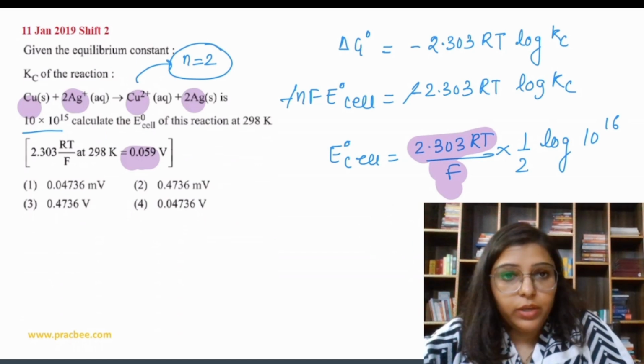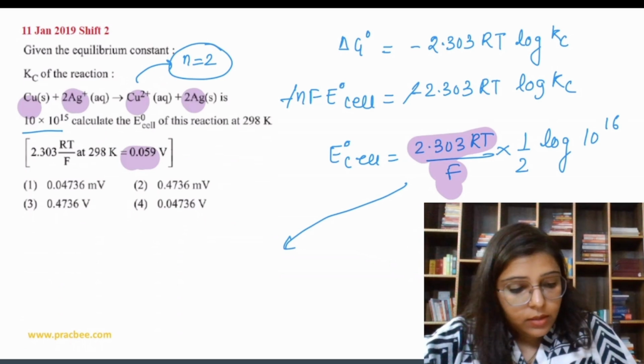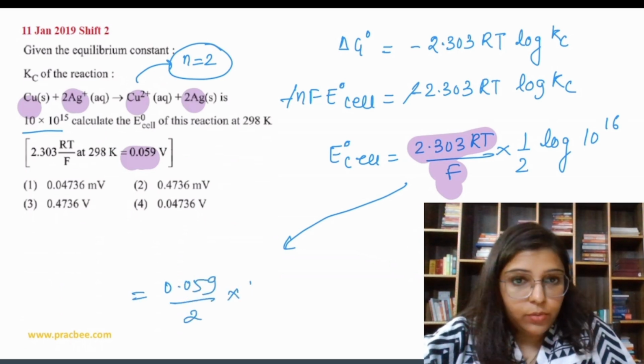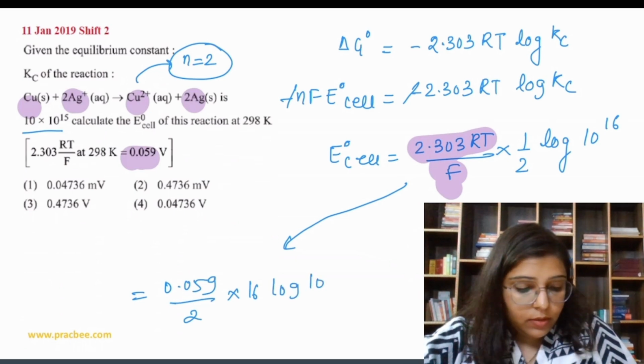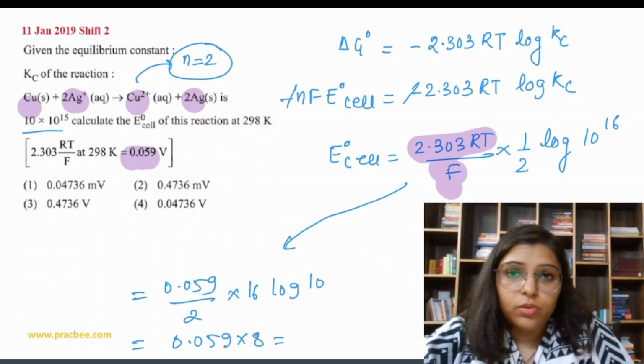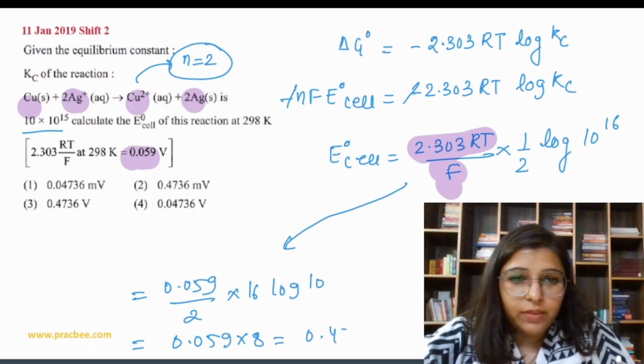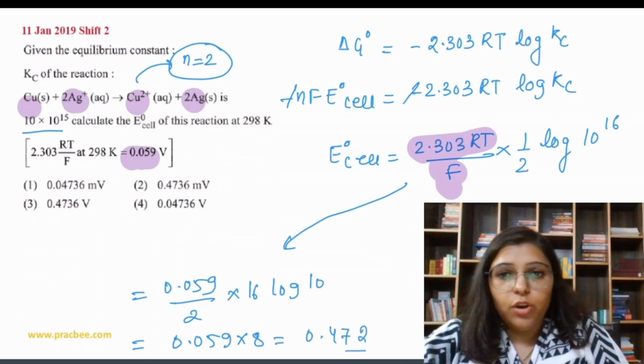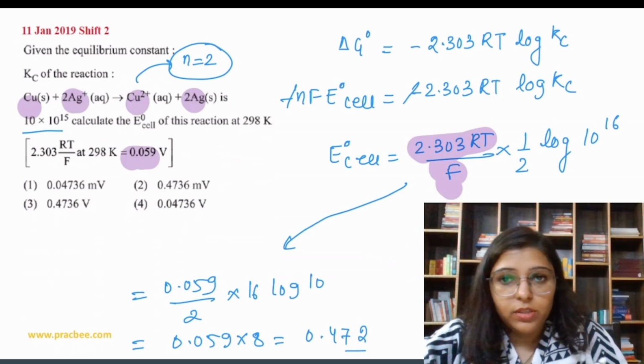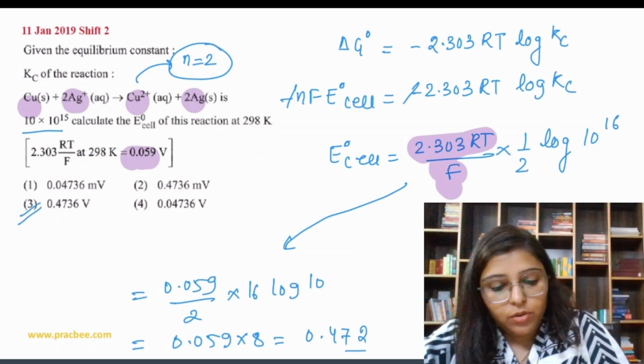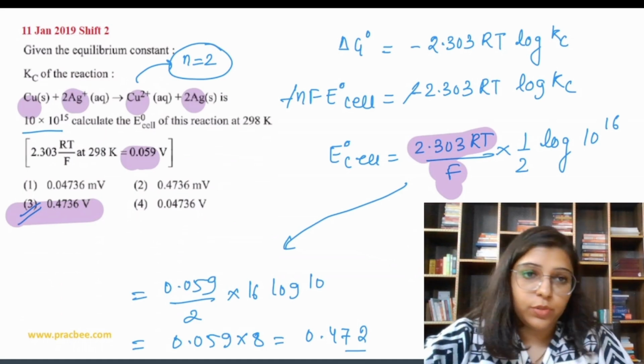This is going to be 0.059 upon 2 into 16 log 10, which is 0.059 into 8. So on solving, you get around 0.472. So if we see the options, the closest option is option number 3. So option number 3 is the correct option. Now let's do the next question.